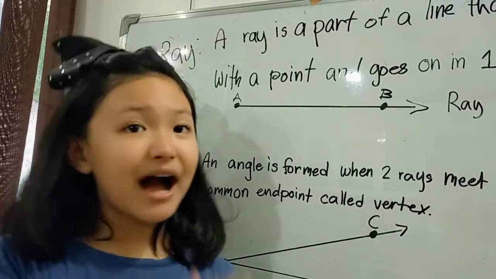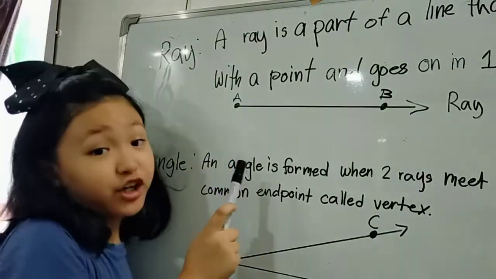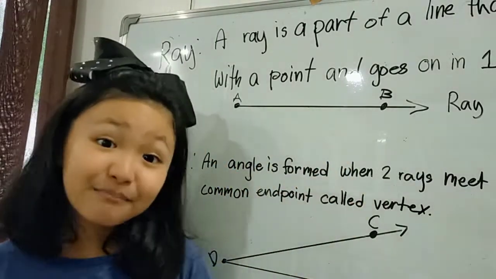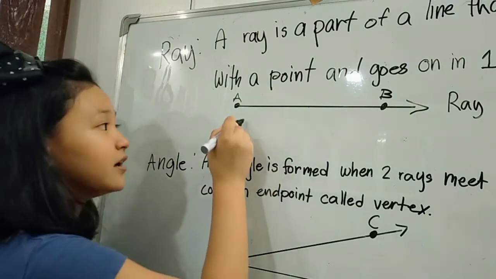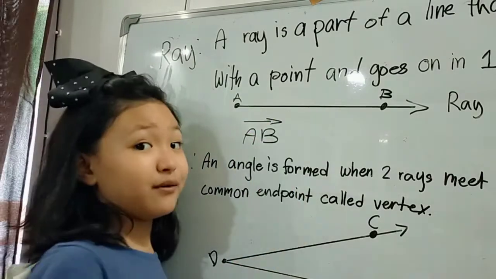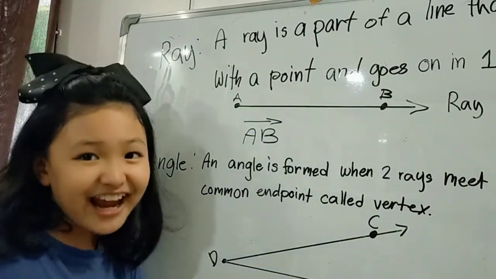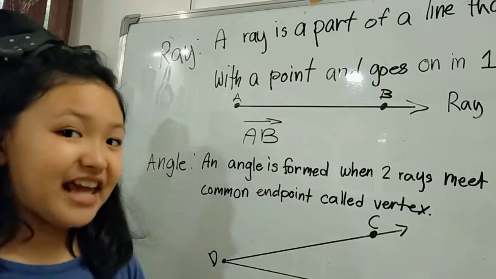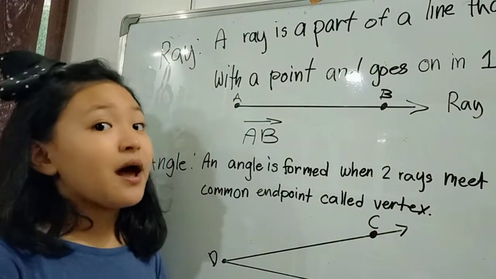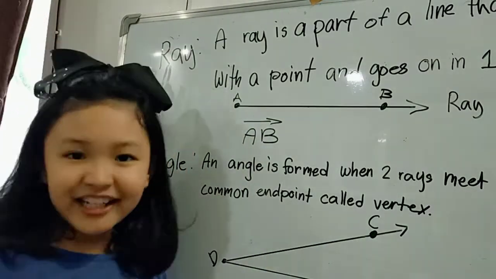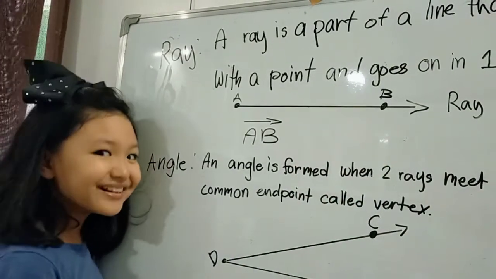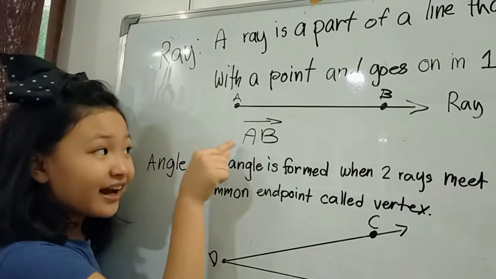Now, let's go back to ray. This figure shows a ray named AB. In symbol, we write this symbol, which is used to represent a ray. In naming a ray, the endpoint is named first, followed by any other point on the ray. So we read this as ray AB.